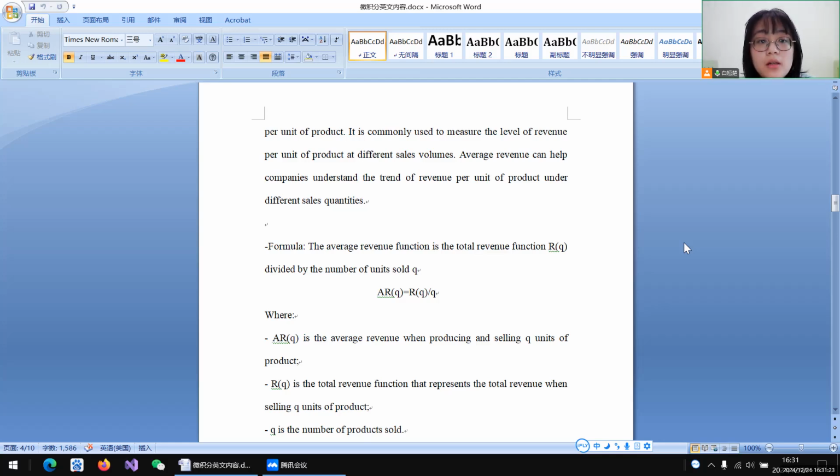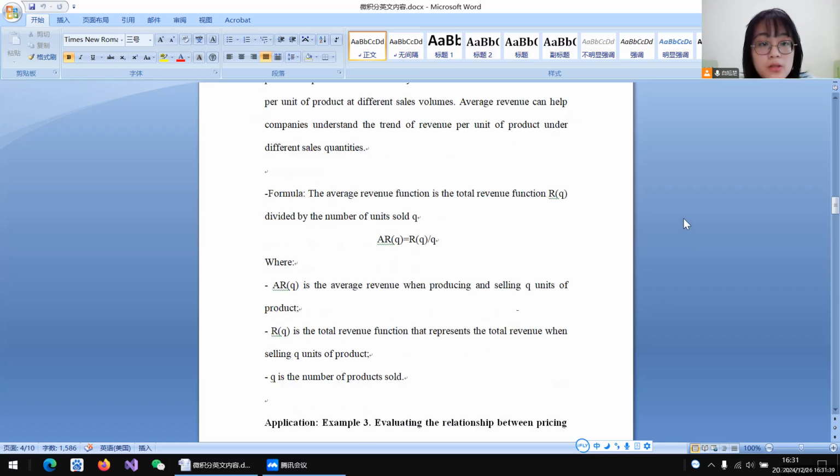The formula is that the average revenue function is the total revenue function R(Q) divided by the number of units sold Q, which is AR(Q) equals R(Q) divided by Q, where AR(Q) is the average revenue when producing and selling Q units of product, and R(Q) is the total revenue function that represents the total revenue when selling Q units of product, and Q is the number of products sold.